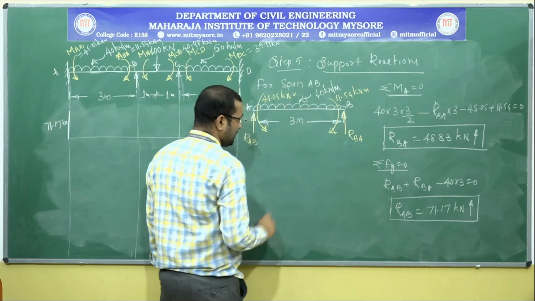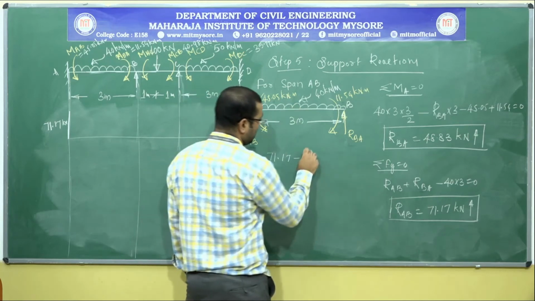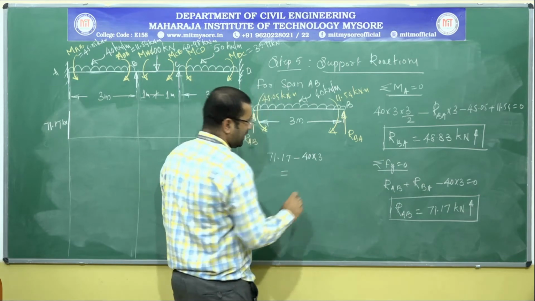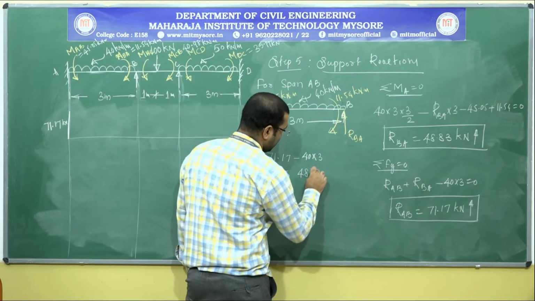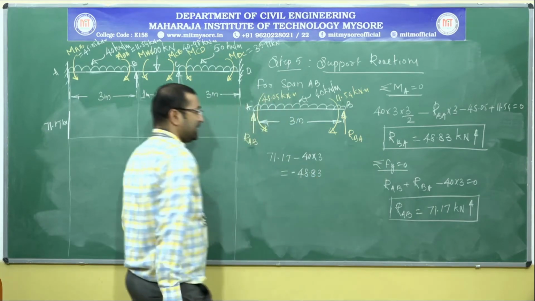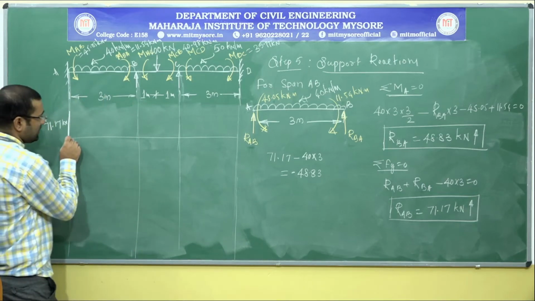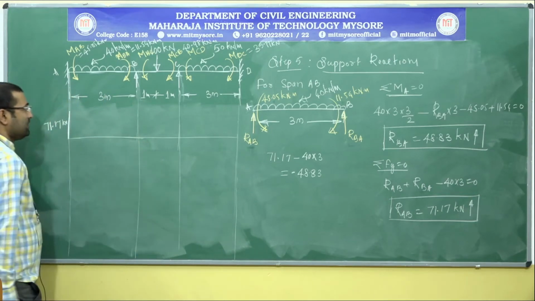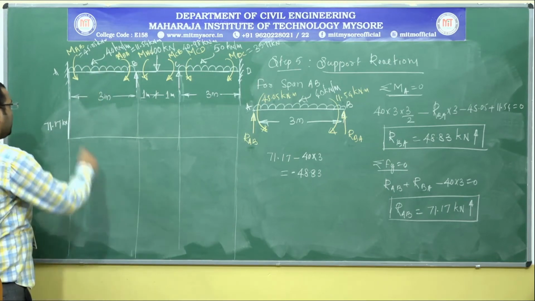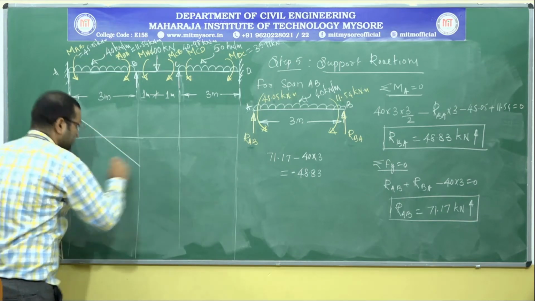After the point A, immediately we will come across the UDL, which is acting vertically downwards. So it is 71.17 minus this downward load, that is 40 into 3, which gives 48.83. It is a negative value. Negative value means I have to go to the negative side of the line. This is the datum line, so here the value is 0. As the load is UDL, the variation of the shear force value will be linear. So it will be something like this.